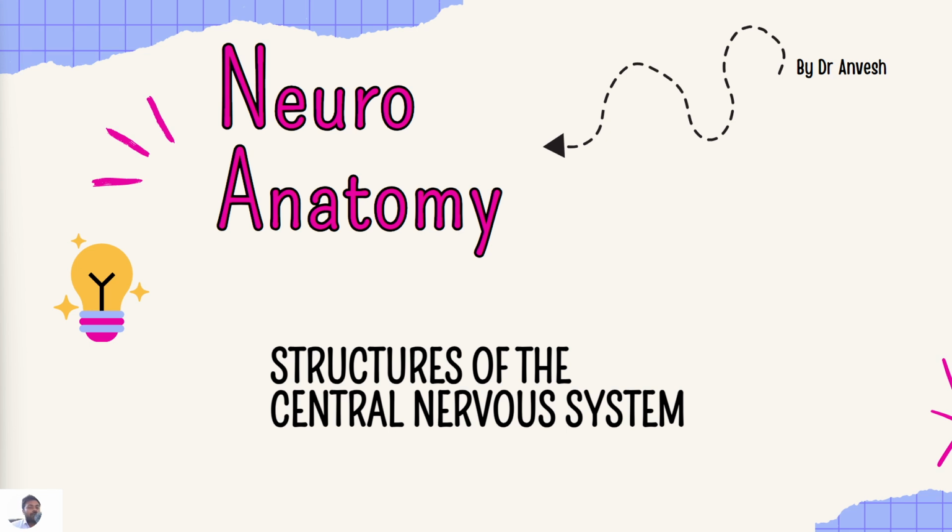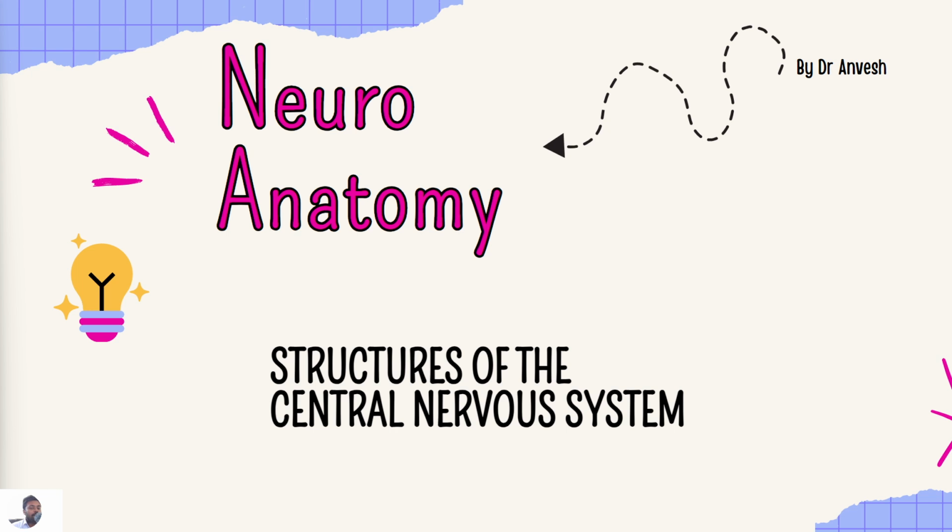Position of the nervous system in the body. The central nervous system is divided into brain, encephalon, and the spinal cord. Spinal cord is also known as medulla spinalis. The central nervous system is divided into the brain and the spinal cord. Brain is also known as encephalon and the spinal cord is also known as medulla spinalis.